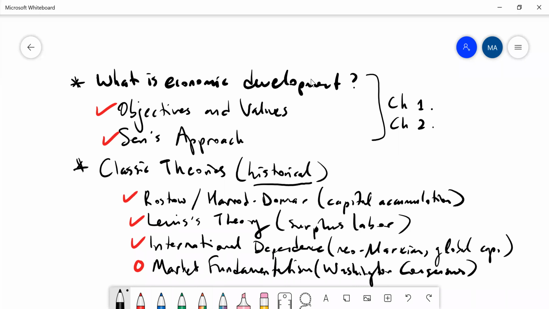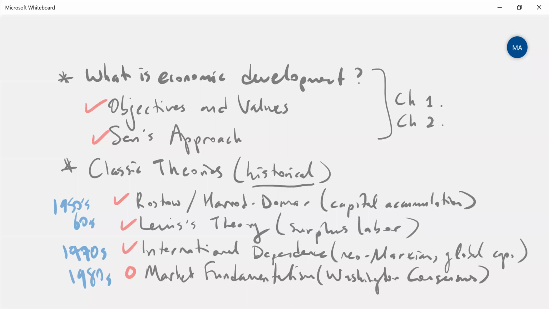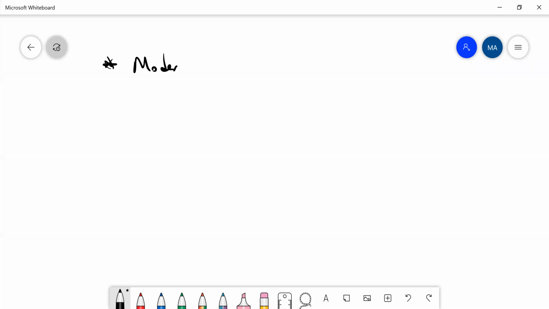Now after we finish this part, we're going to look at modern theories. Some of those modern theories will have some historical roots. So this is like 50s and 60s. This is 70s, and the market fundamentalism basically developed in the 80s. Then after your midterm, we start going to look at modern theories.